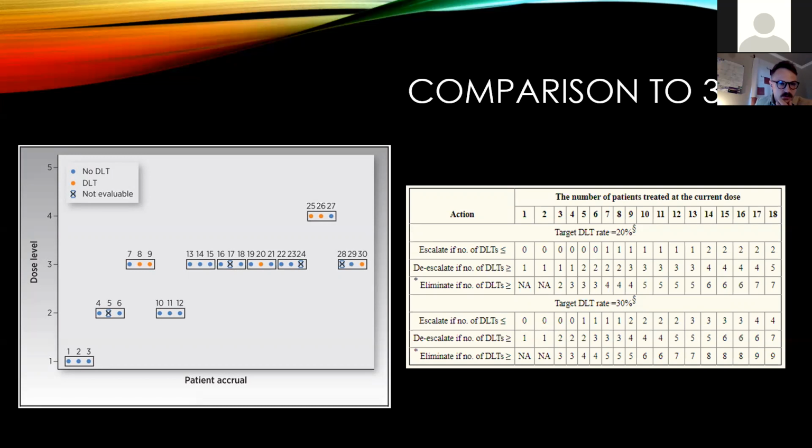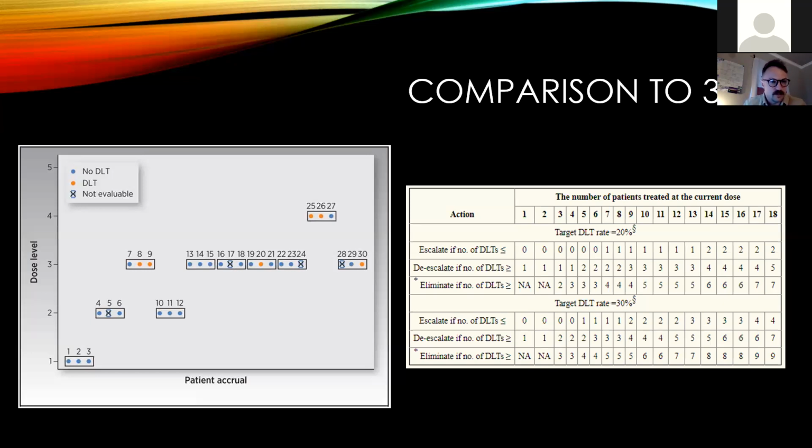So then now we're at the 3rd dose level. We're going to treat 3 patients. 2 of them have a DLT. By our decision table, we're going to drop back down to level 2. 3 more patients there with no DLTs. Now we have 5 evaluable patients with no DLTs. Pretty easy to figure out what we're going to do, which is we're going to escalate back to level 3.